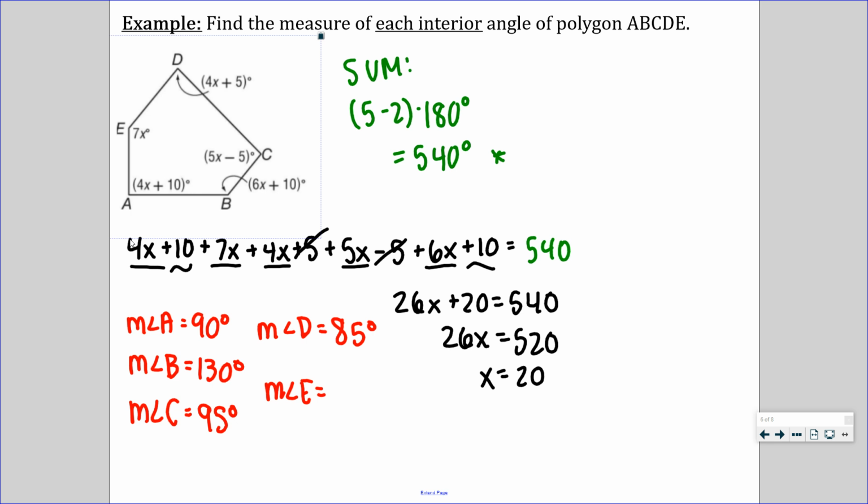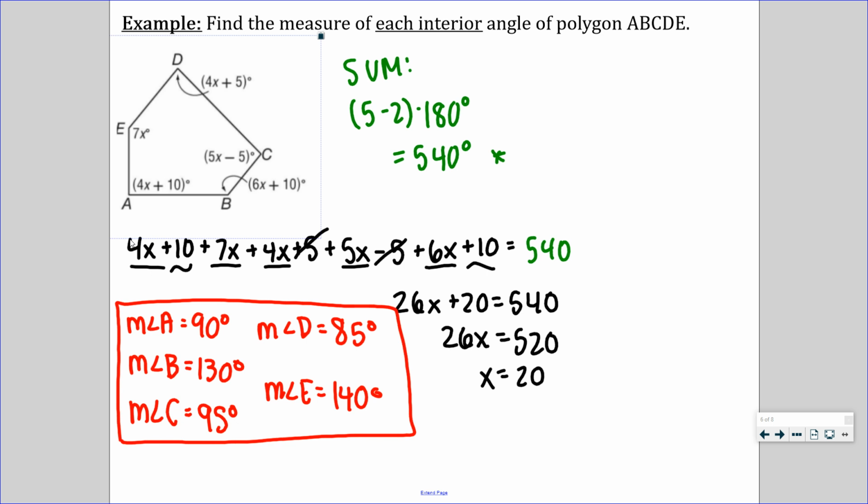7 times 20. 140. Okay, how can I check if I did my algebra right? Add them all up and it should equal 540. Perfect. It should equal 540, right? Exactly. Okay, one last thing we need to talk about. That's all you need to know, basically. That's the rule for interior angles.